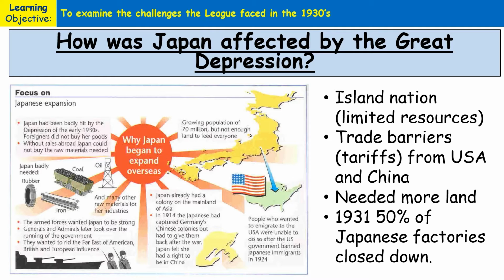Well, Japan, as you may know already, depending on what your geography is like, is an island and it has limited resources. It doesn't have too many natural resources like coal or oil or iron or rubber. So it needs to import them or gain them from other countries. Now, Japan had been badly hit by the Depression of the early 1930s. Foreigners didn't really buy, so other countries didn't really buy Japanese goods. And without sales, Japan couldn't really afford to buy raw materials it needed from other countries.